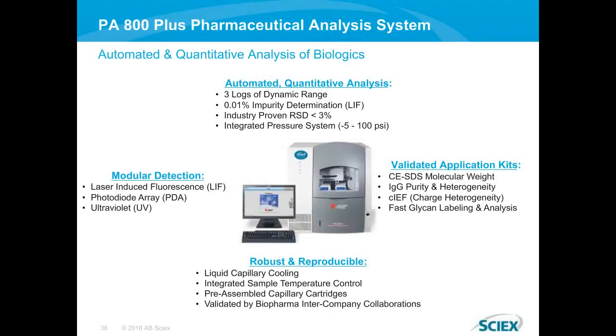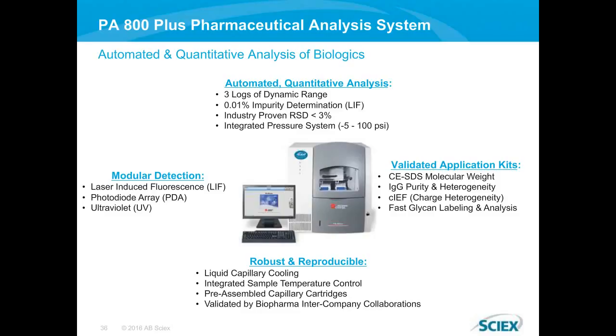Now, all three of those applications are made possible by the system that we run them on, and that system is the P800 Plus. You get automated quantitative analyses, right? We talked about 3 logs of dynamic range in that opening section, down to 0.01% impurity detection using laser-induced fluorescence, and industry-proven RSD of less than 3%, right? Again, those are part of the intercompany collaboration studies that were done.